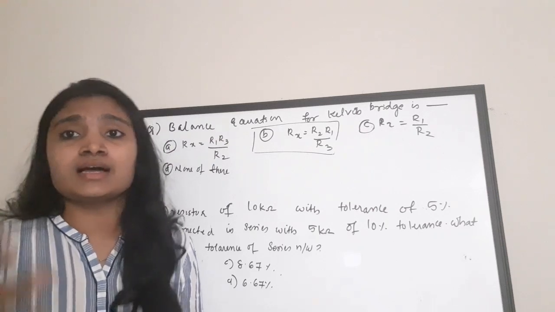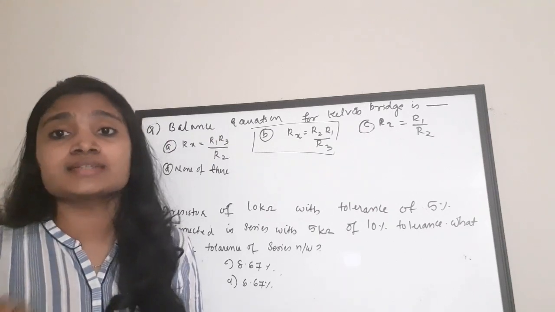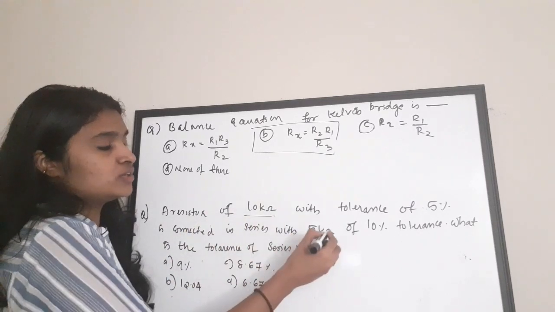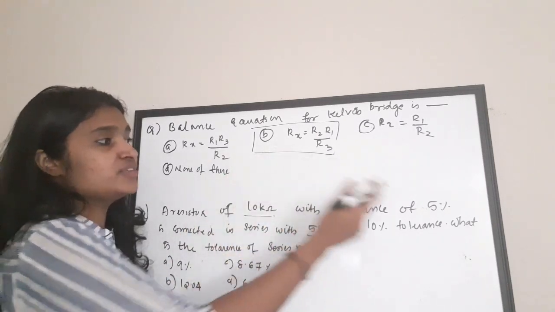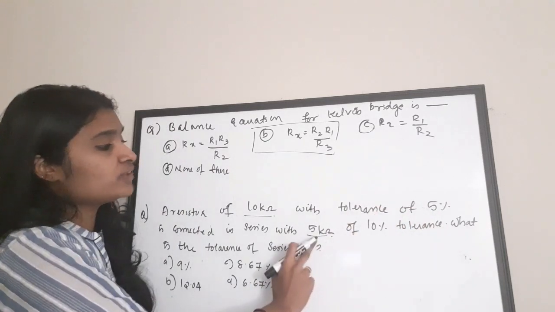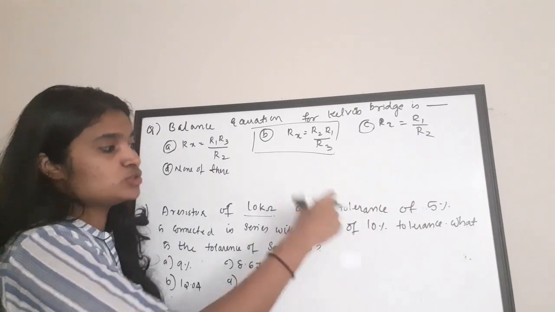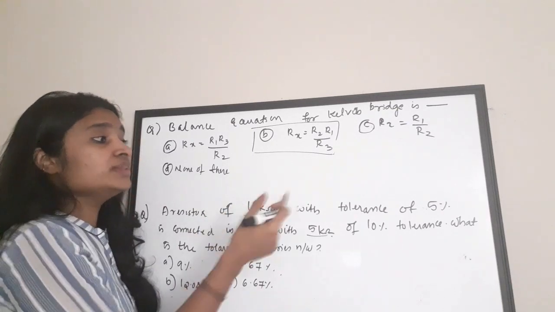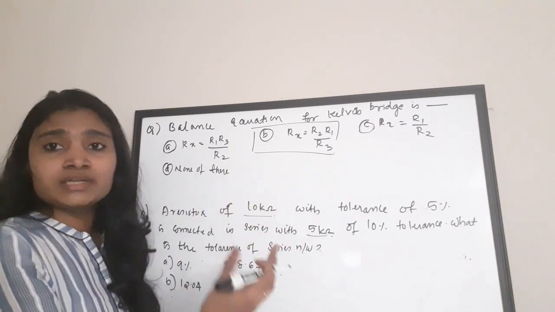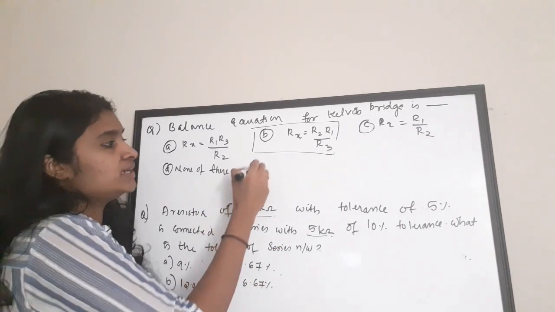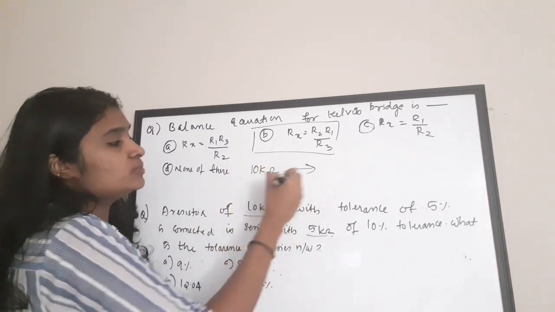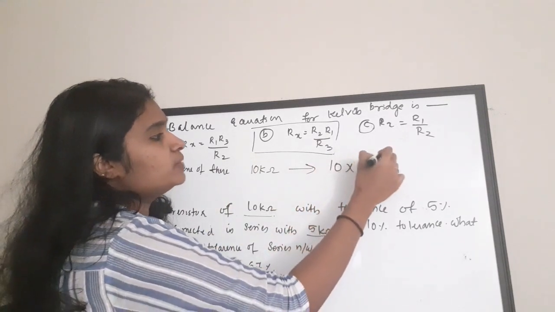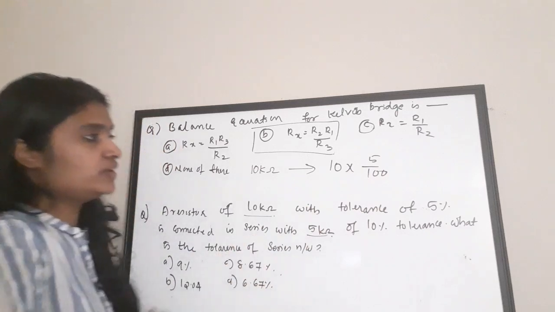In this question, they are asking the tolerance of the series connection of two resistors. There is a 10 kilo ohm resistor and a 5 kilo ohm resistor. The 10 kilo ohm resistor has 5% tolerance and the 5 kilo ohm resistor has 10% tolerance. So even though it is marked 10 kilo ohm, including the tolerance, the value can vary up to a little more. For 10 kilo ohm with 5% tolerance, 10 into 5 by 100 is 0.5 kilo ohm.